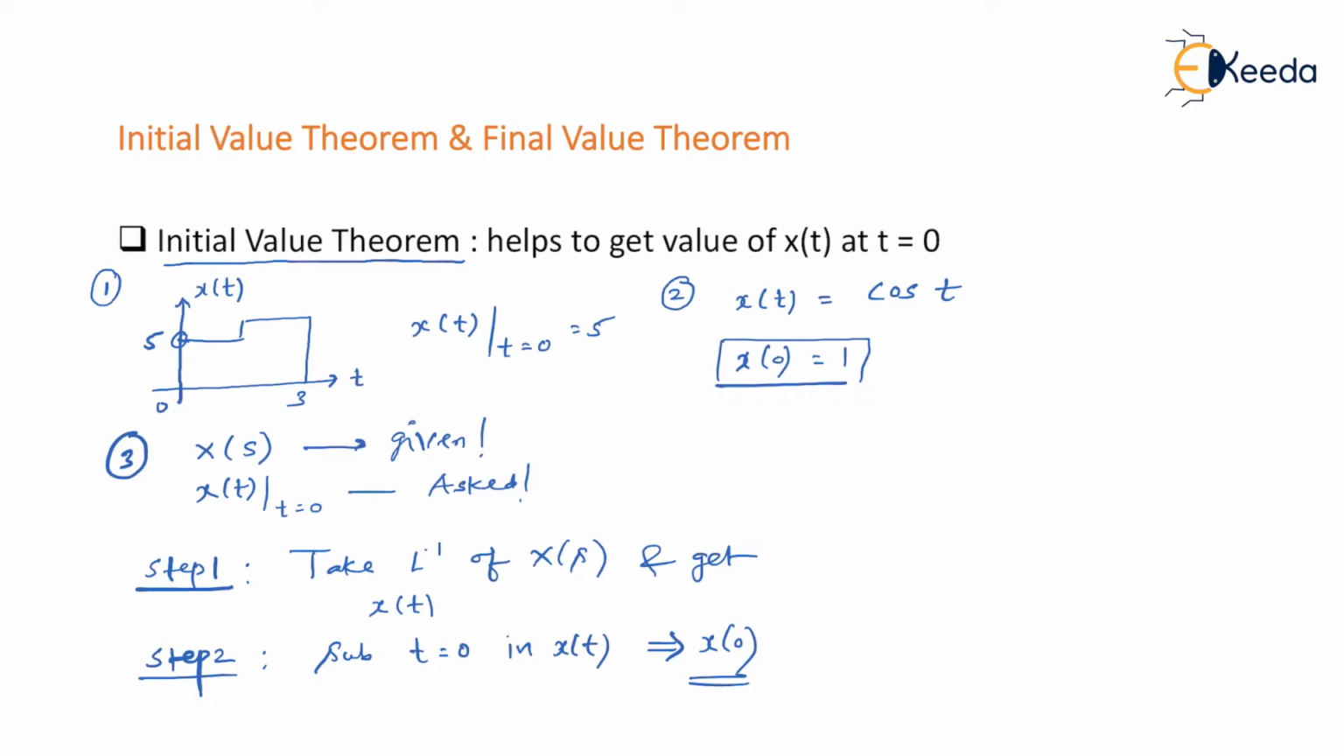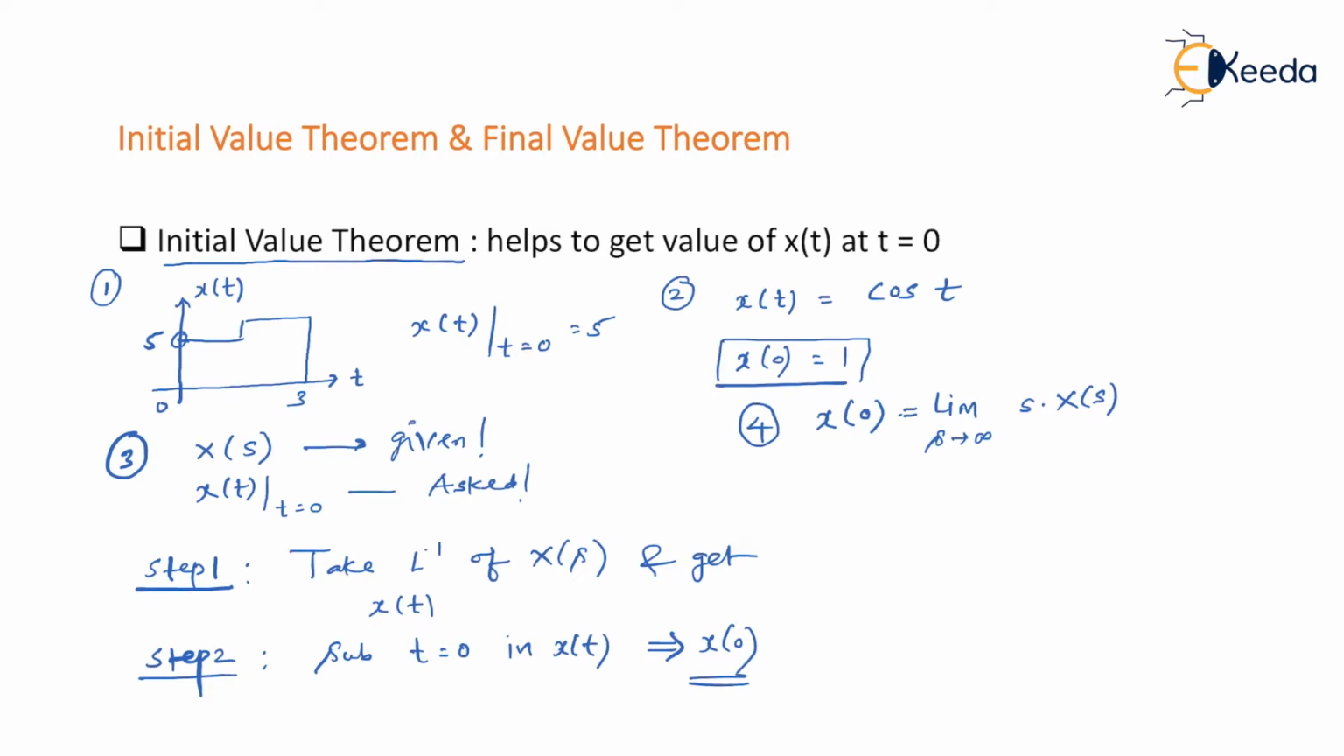So in the third case, X(s) is given and they are asking you x(t) at t equal to 0. The easiest way is to use the initial value theorem. Here, the fourth is nothing but an alternative to option 3, x(0). What is meant by x(0)? When I say small x, it means x(t). So x(0) means x(t) at t equal to 0. It is equal to the limit as s tends to infinity of s times X(s).